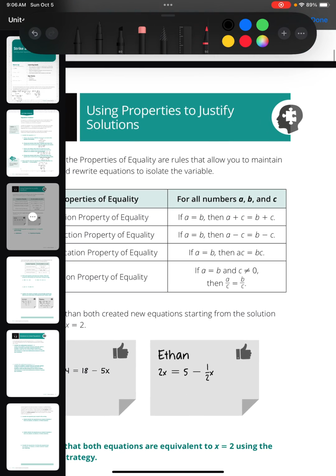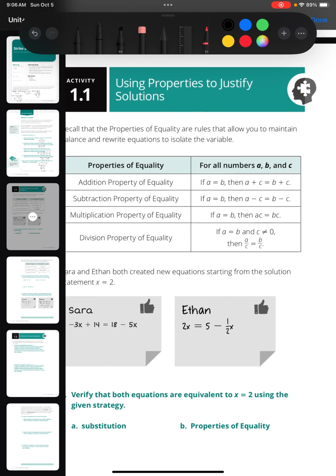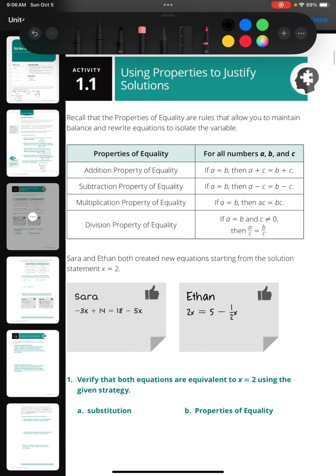All right, so using properties to justify a solution. These are all our properties of equality we use when we're solving an equation. The addition property tells us if we add the same term to each side, it remains equal. The subtraction property tells us if we subtract the same term from each side, it remains equal. The multiplication property of equality says if we multiply each side of the equation by the same term, it remains equal. And then last, division property, if we divide each side of the equal sign by the same term, it remains equal.